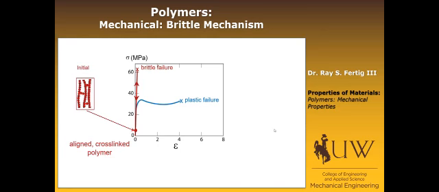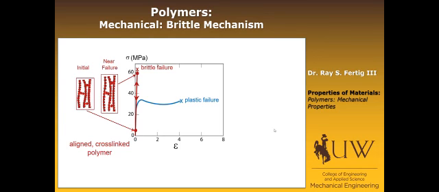So in the case of an aligned cross-linked polymer, we have chains that are aligned and then they're cross-linked, and as we load up, those chains get stretched. So we're basically stretching the covalent bonds. That gives us a pretty stiff response. We know covalent bonds are very strong.